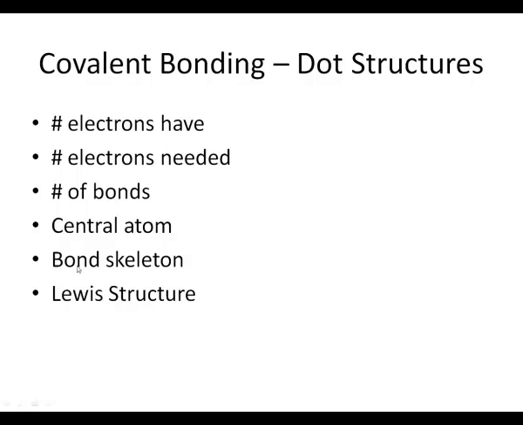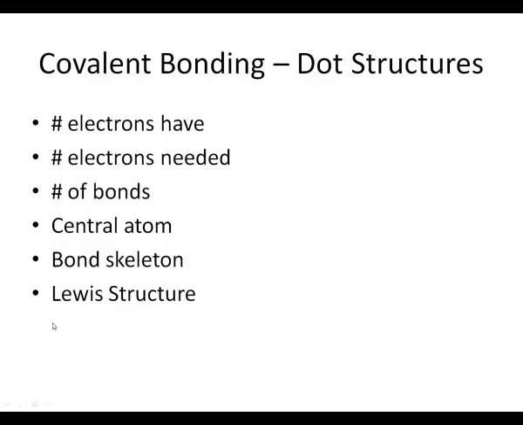Then we have to figure out what the central atom is. So the central atom, 2 rules. One, it's never hydrogen. Hydrogen can only form 1 bond, so it doesn't make sense for that to be in the center anyway. And then if it comes down to 2 other atoms, it's going to be the one with the least number of valence electrons. Then we assemble all that information together into the bond skeleton, and then we make the Lewis structure. No, you do not have to show each of these steps on the test. If you're able to just look at an atom and draw it, then that's fine. But these are just steps to get you there.